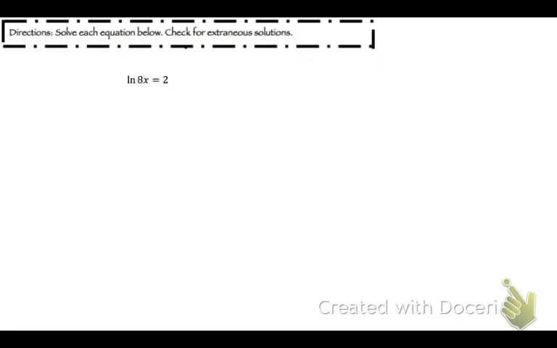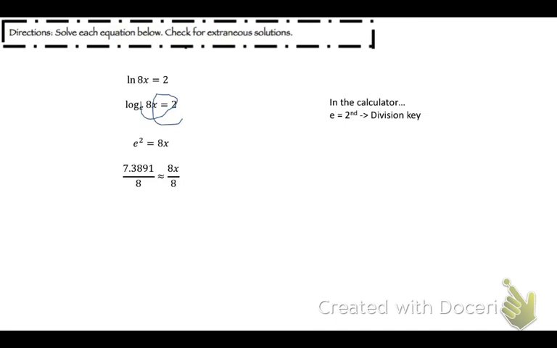Okay? For this one, a little bit different. ln of 8x equals 2. That's the same thing as log base e of 8x equals 2. Change that to an exponential. So you have e to the second power equals 8x. Well, e, you can put that into your calculator. It's the second and then the division key. That's e. And e squared is 7.3891 approximately equals 8x. Divide by 8. And you get x equals 0.9236. Check for extraneous solutions, so plug that in, you get 7.3891, and we are good.